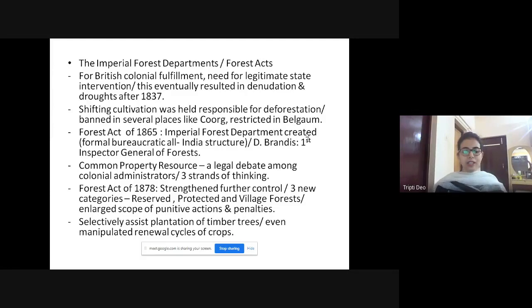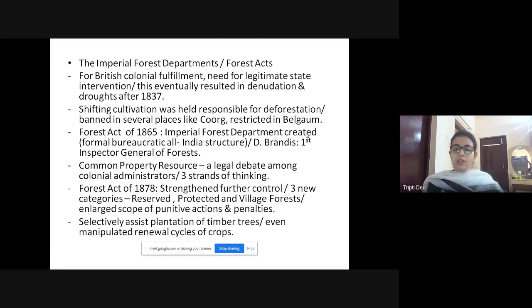So these acts actually selectively assisted plantation of timber trees, even manipulating renewal cycles. The worst they did was that a land which may be suitable for a certain other production, not timber, the producers of that land were forcefully told that no, not this produce, but timber should be put up, or this particular variety of tree should be raised and produced in that land. So they tried to selectively plant a certain crop or a variety of tree. Now, if that happens, you're trying to change basic natural phenomena, selectively using renewal cycles, trying to change the way you would produce a certain variety. So that was a major problem that happened at this point of time.